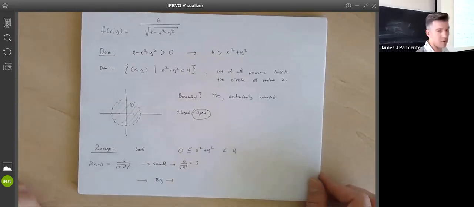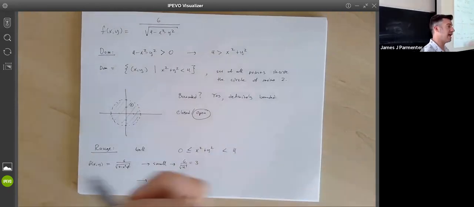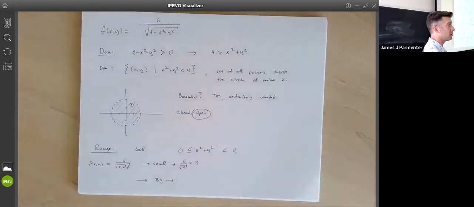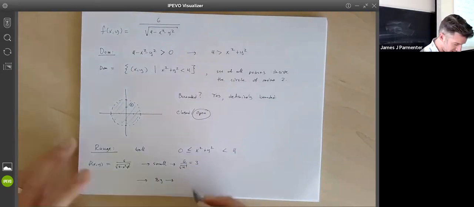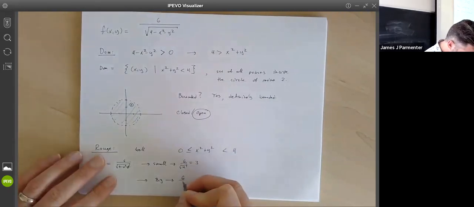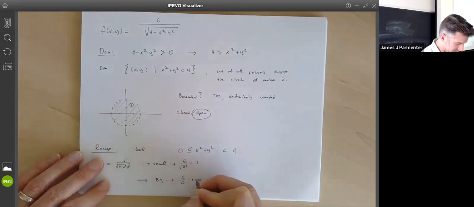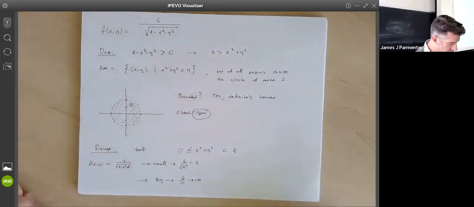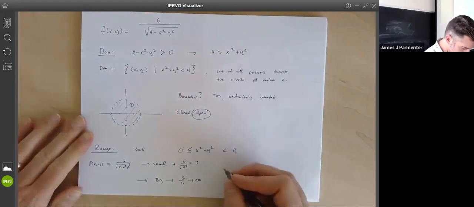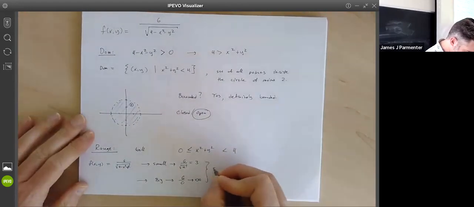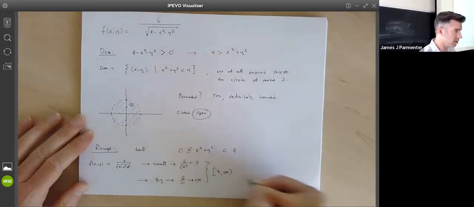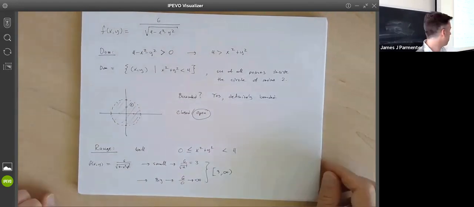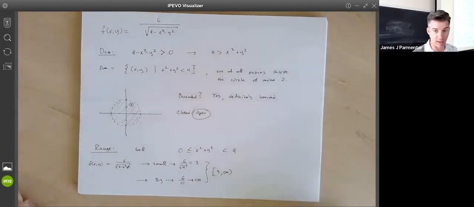Well, I think I can get very, very close to 0. I suppose it can't actually equal 0, but you can get closer and closer and closer to 0. So the denominator is getting closer and closer to 0. So we're getting something like 6 over 0, which is going to be like infinity. So it's probably the case that our range is 3 to infinity.